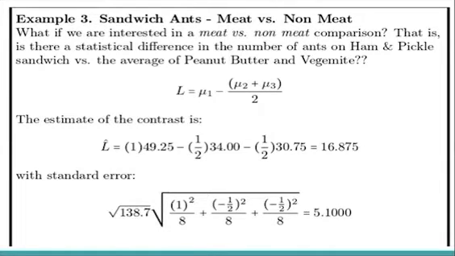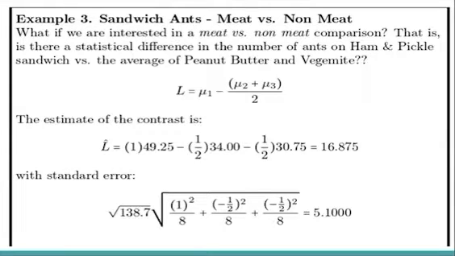Don't forget, when you're doing that, the weights are basically going to be 1, minus half, minus half, because you're comparing one with the other two. And that's why you're seeing that the linear contrast is going to be mu1 minus that. Then you compute your linear contrast estimate.